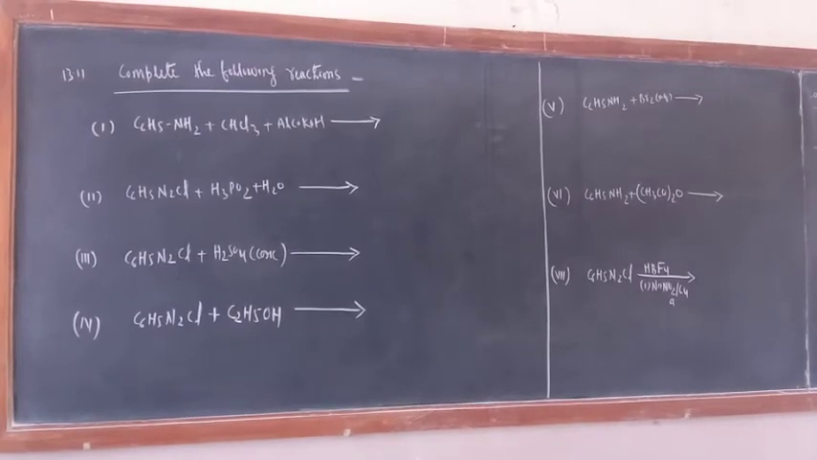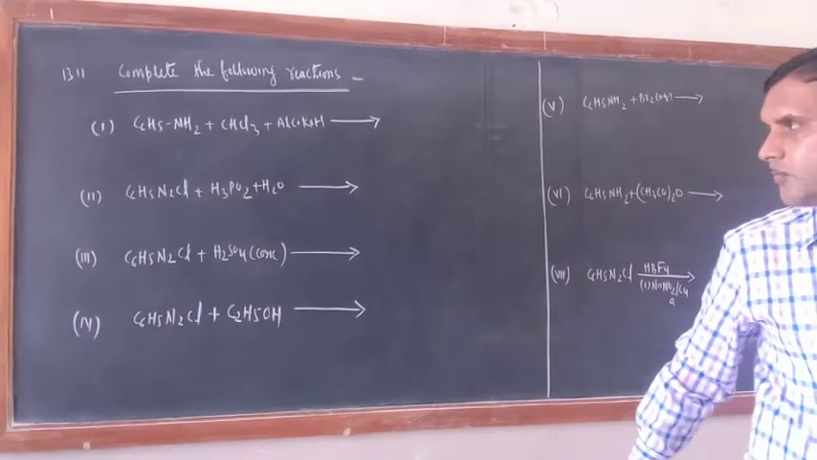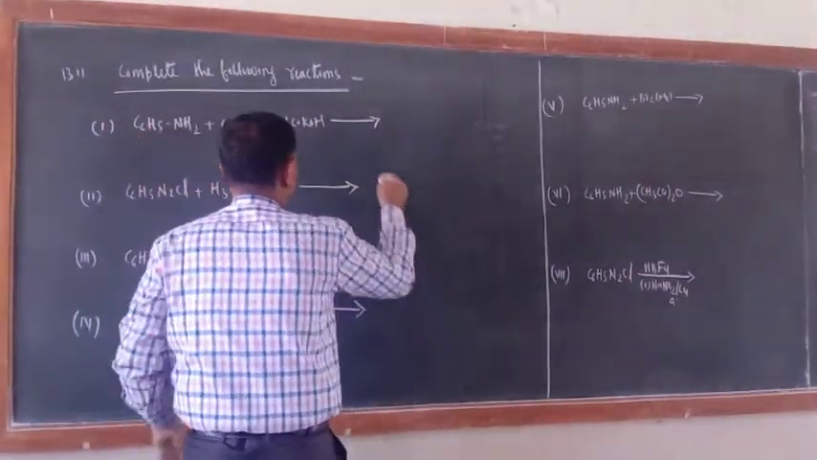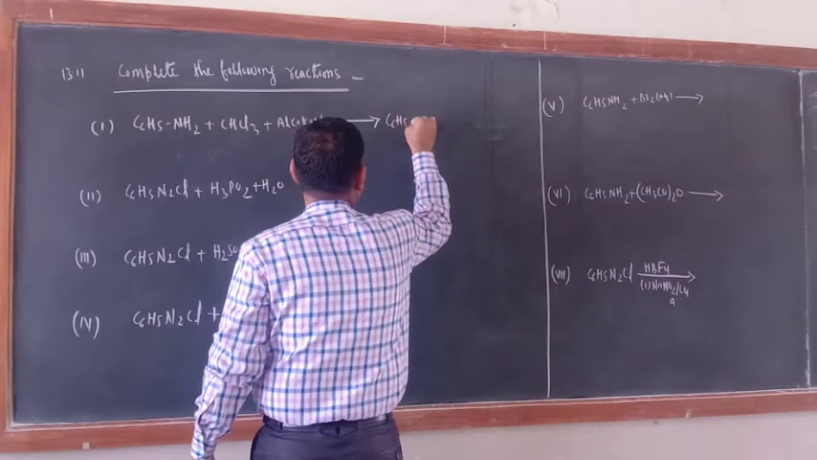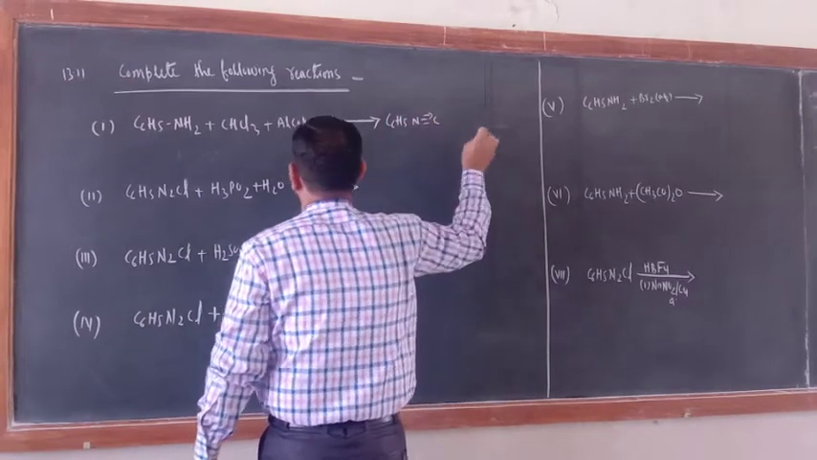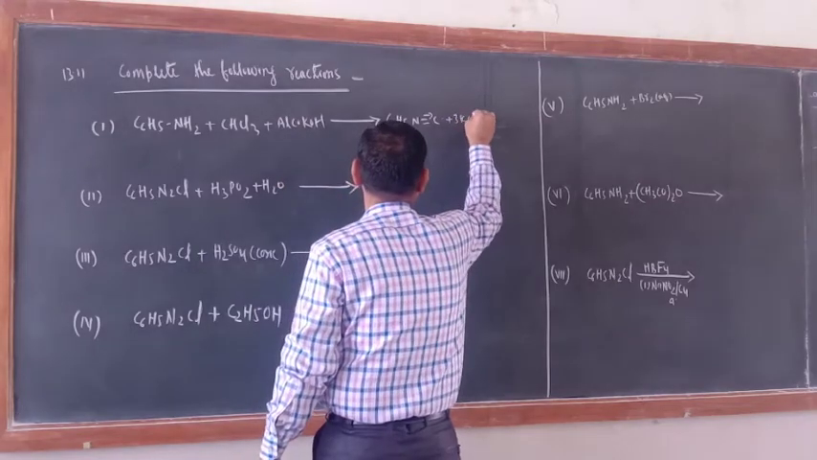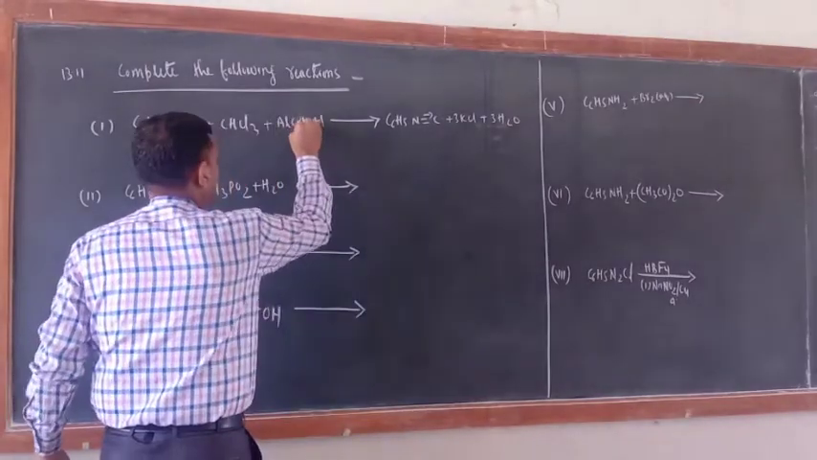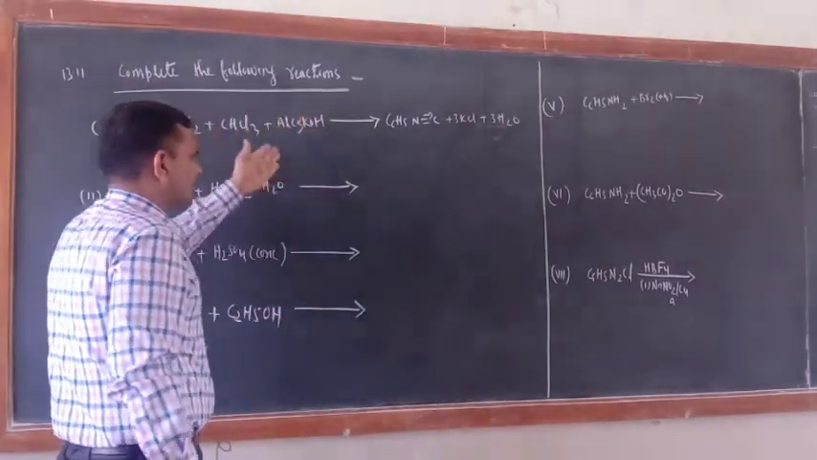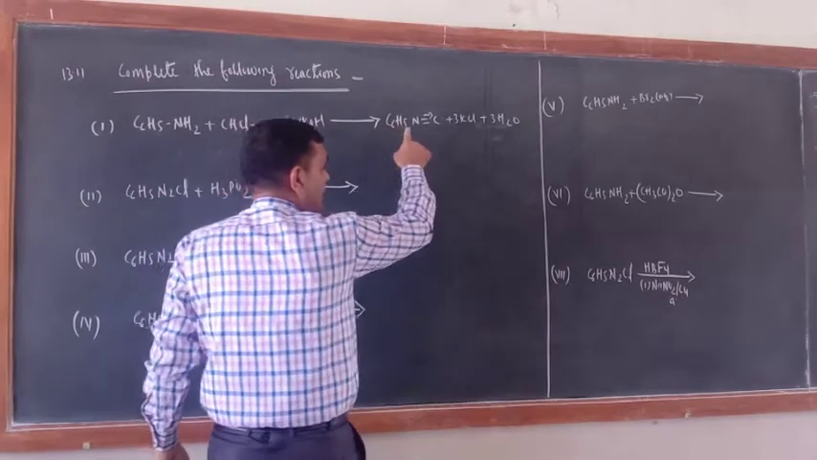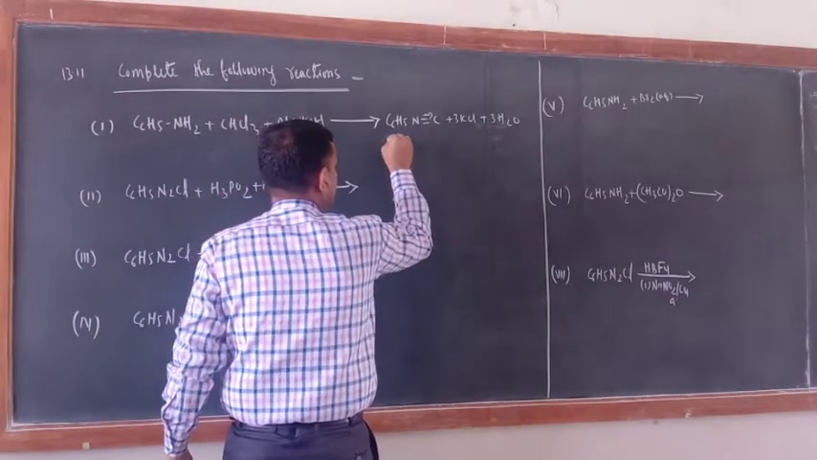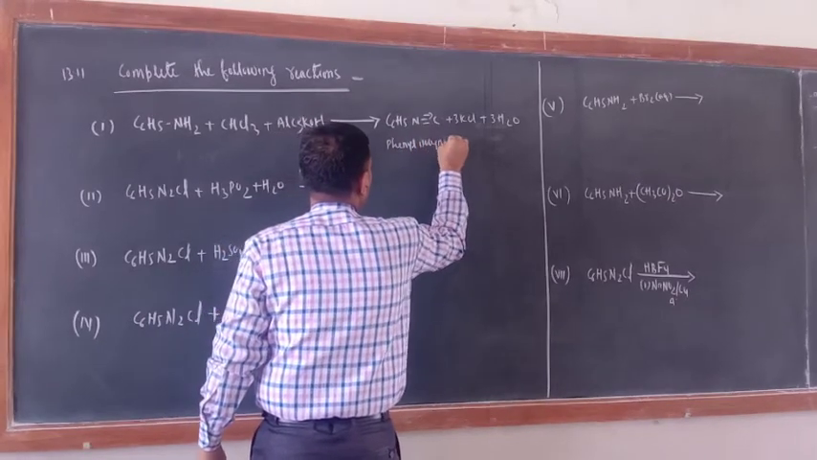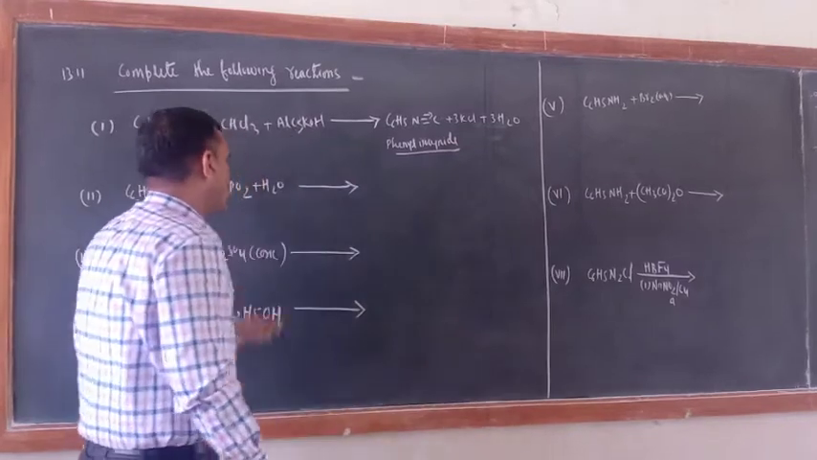Complete the following reaction. That is exercise number 13.11. Okay, so the first reaction is the carbylamine reaction, and you know what the product is? C6H5NC, plus 3KCl plus 3H2O. Here also 3KOH. Okay, you have got this one. This is phenyl isocyanide. The product name must be written just below this one. Phenyl isocyanide, a foul smelling compound.